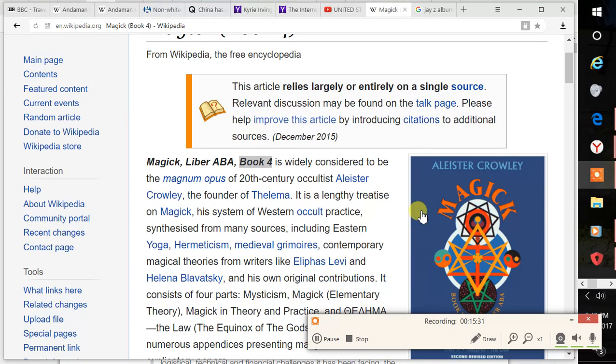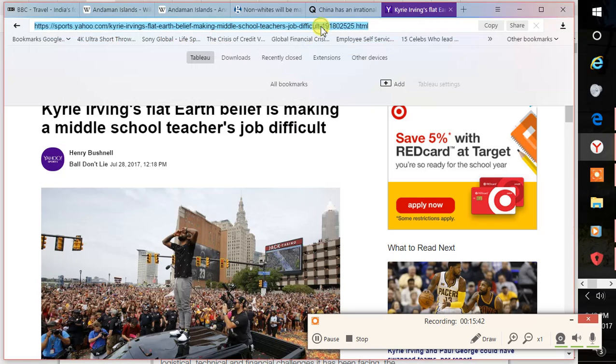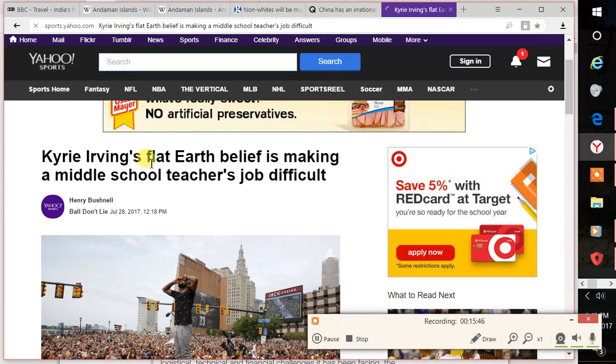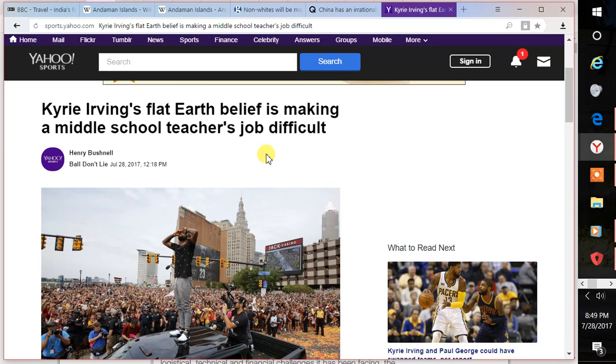So I'll talk about something else, and then we'll go back and lay the foundation for the myth of whiteness. Okay. So the next thing I thought you guys should take notice of: I actually saw this article online. It says Kyrie Irving's flat Earth belief is making a middle school teacher's job difficult. Kyrie Irving is also another stooge of the Vatican. He's a Freemason, as are all people who happen to be on TV, and I'm going to talk about that for a minute or two.